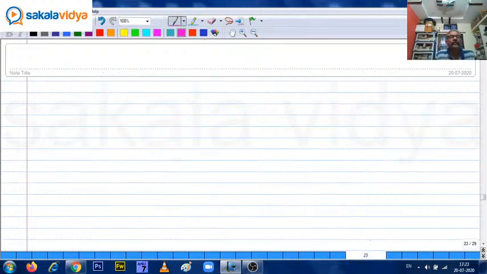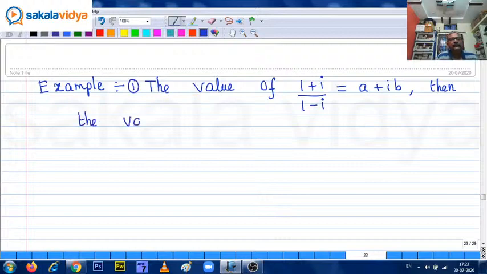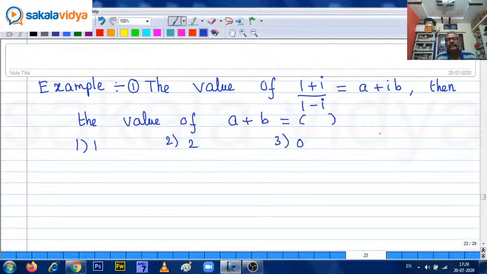Okay, now I give one important question. How many of you will do? I will check now. Example. This type of question may be asked in the examination. The value of 1 plus I by 1 minus I equal to A plus IB, then the value of A plus B equals to: first option 1, second option 2, third option 0, fourth option minus 2. So now you do this problem. Okay, you think.